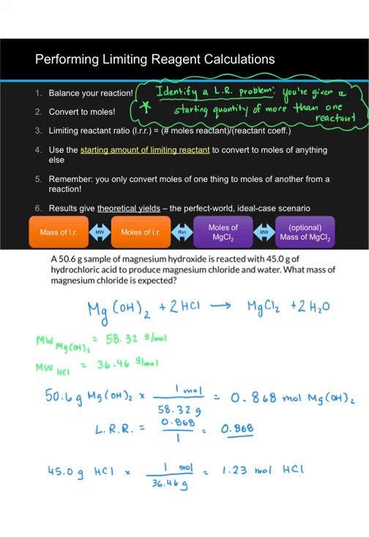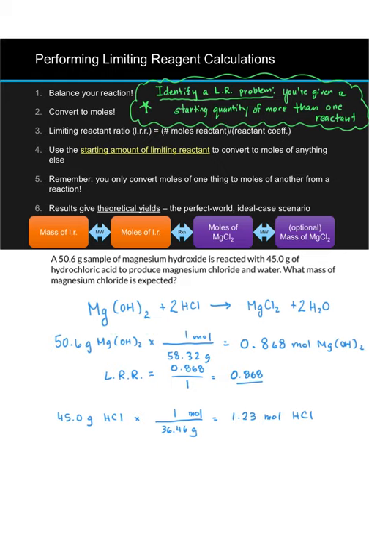And if we weren't careful, we might incorrectly assume that magnesium hydroxide runs out first. There are fewer moles of magnesium hydroxide, right? But the problem is that for every 1 mole worth of magnesium hydroxide that reacts to make products, 2 moles of hydrochloric acid are required to react. The limiting reactant ratio for hydrochloric acid is the number of moles of HCl, 1.23, divided by its stoichiometric coefficient of 2, which results in a ratio of 0.617.